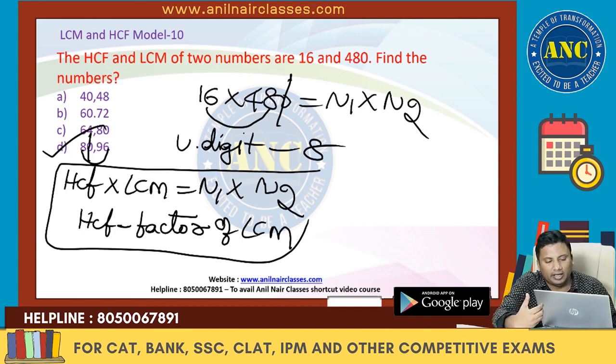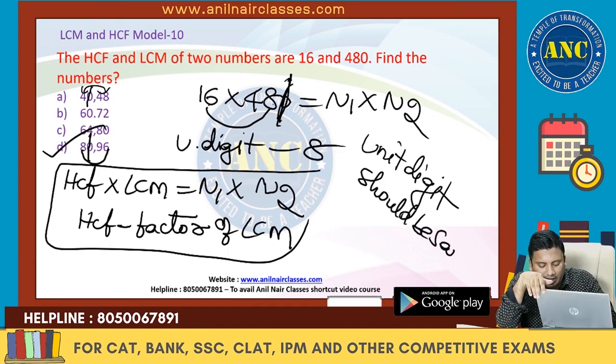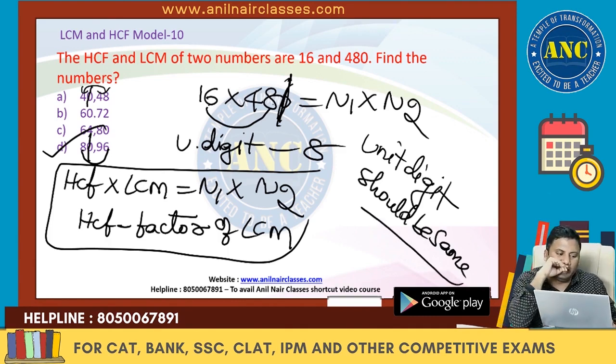Again I am explaining. 16 into 480 is N1 into N2. If I eliminate 0, 6 8s are 48. If I eliminate 0, 8 4s are 32. The unit digit should be the same. So the first answer is 80 and 96.